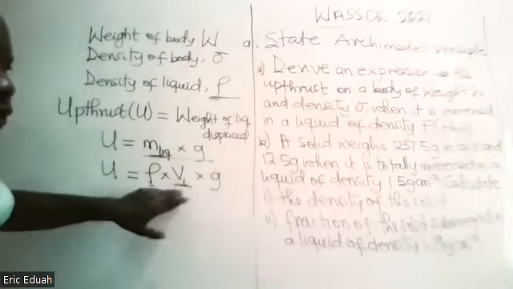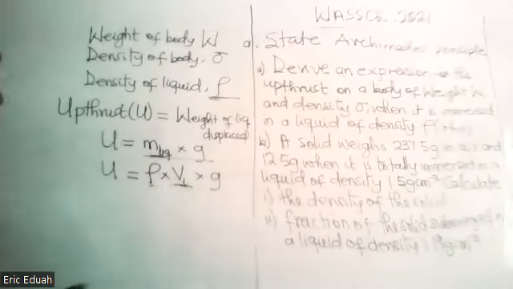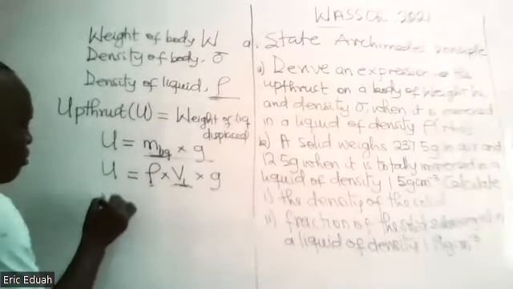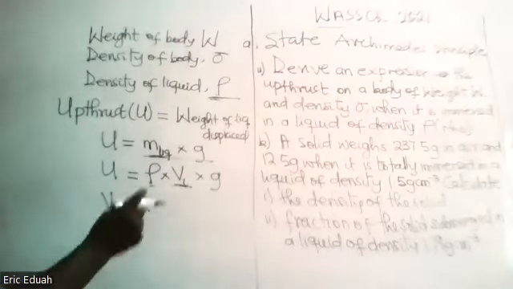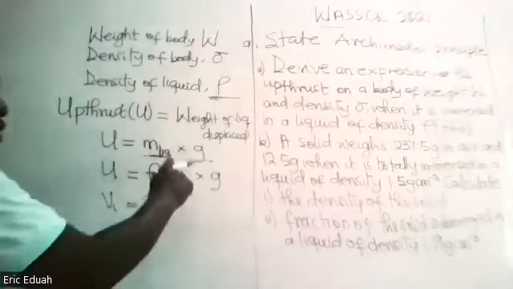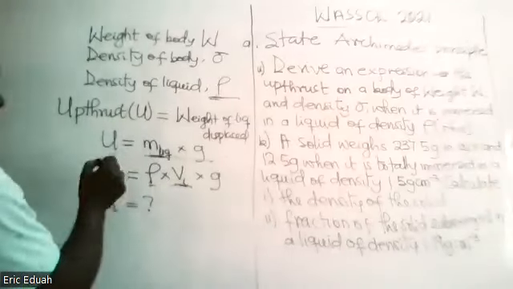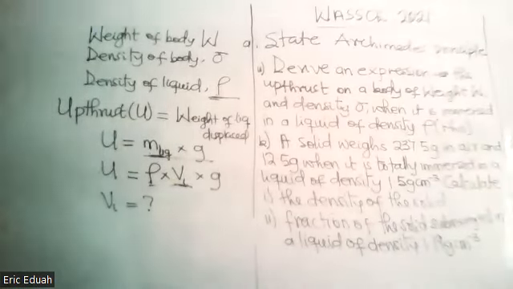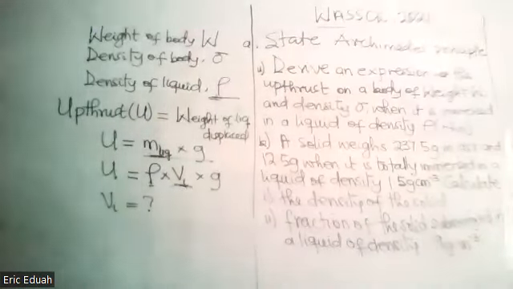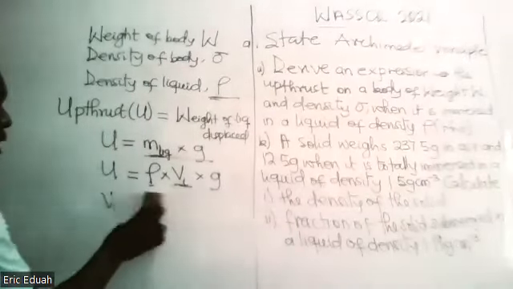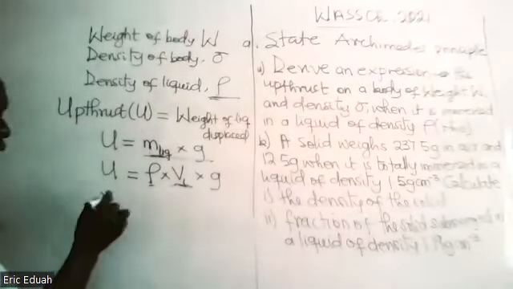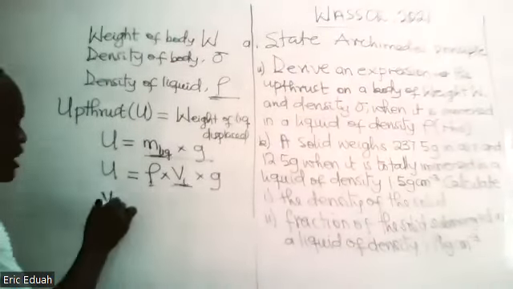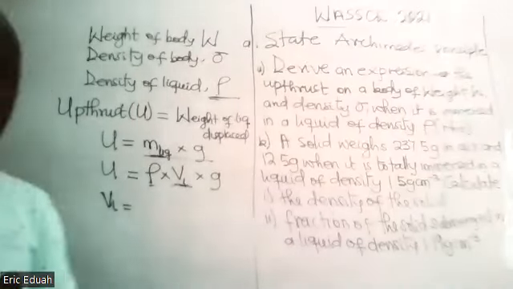So the only bone of contention here is to determine the volume of liquid displaced. If I get the volume of liquid displaced, I substitute here, multiply, and I can obtain an expression for the upthrust. Okay. Now, how do we obtain the volume of liquid displaced? How do we get an expression for the volume of liquid displaced?